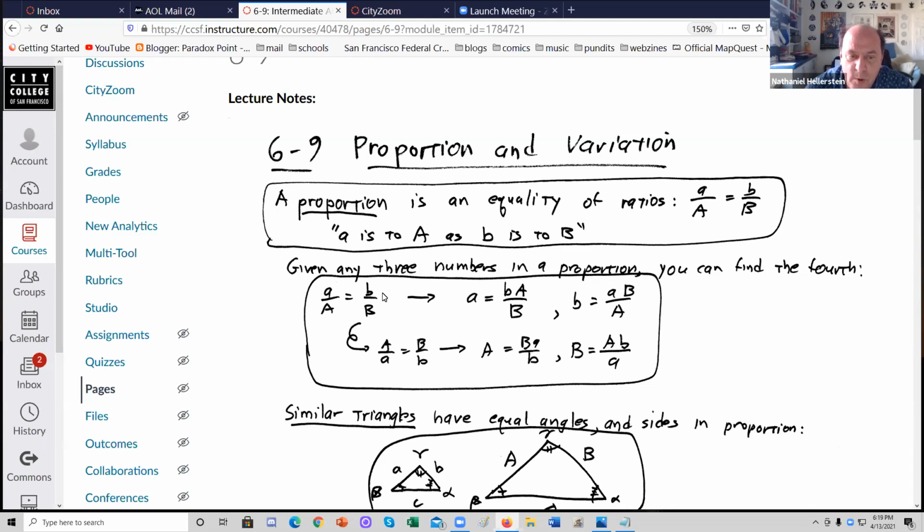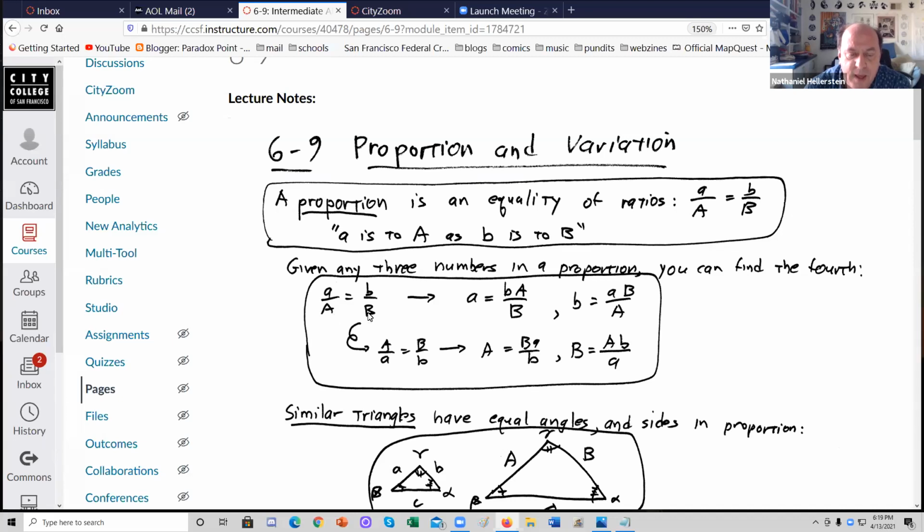Now, if you have a proportion, an equation between ratios, and you have three of the numbers, you can find the fourth. So if a over A equals b over B, to find little a, we transpose big A: a equals b times A over B. Transposing the B, you get b equals a times B over A.